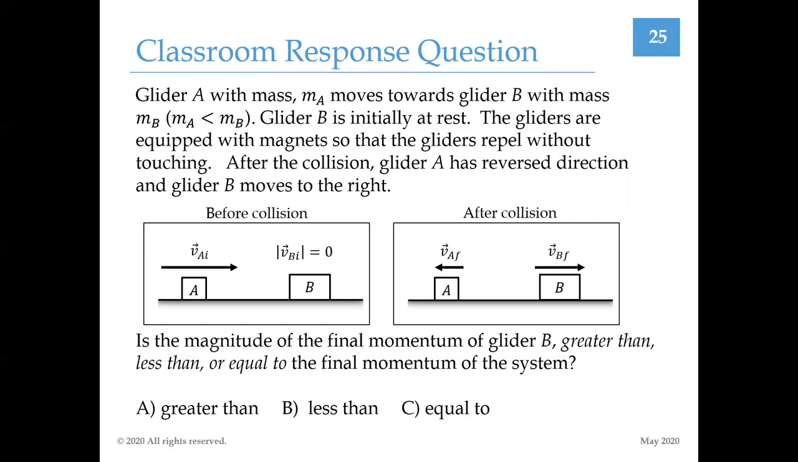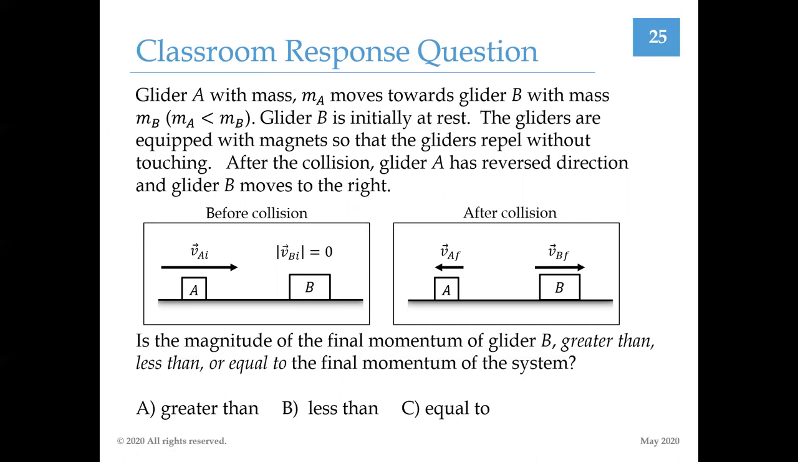So we have these two options to show us what's happening before the collision and what's happening after the collision. Is the magnitude of the final momentum of glider B greater than, less than, or equal to the final momentum of the system? So go ahead, pause this video, and answer this question on Gradescope.